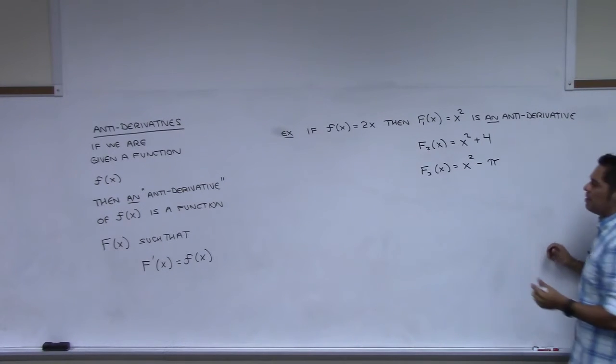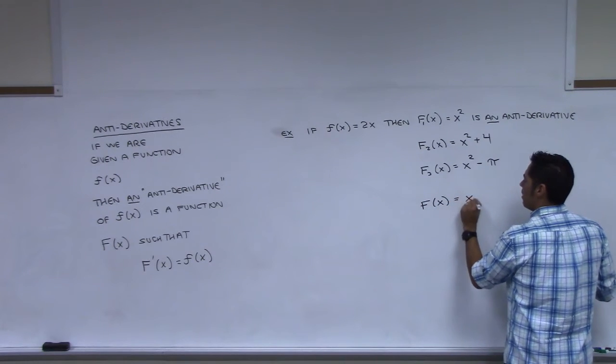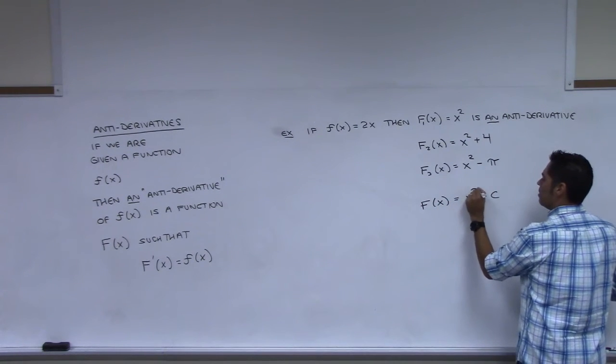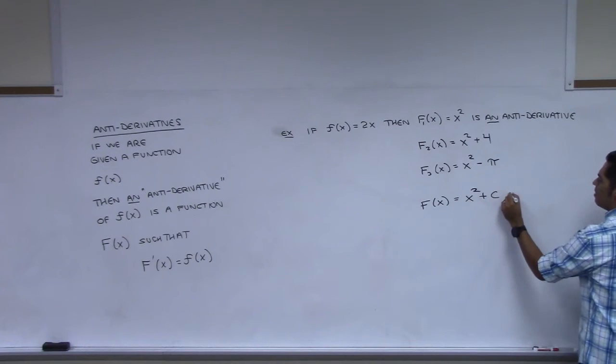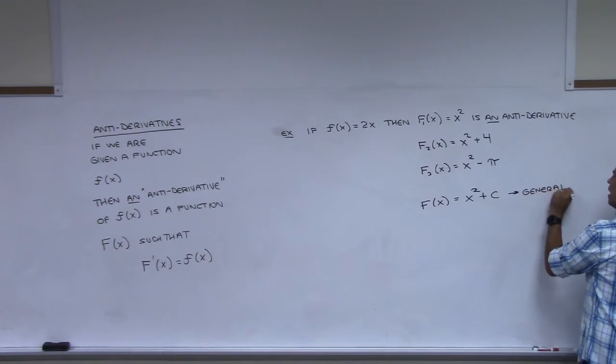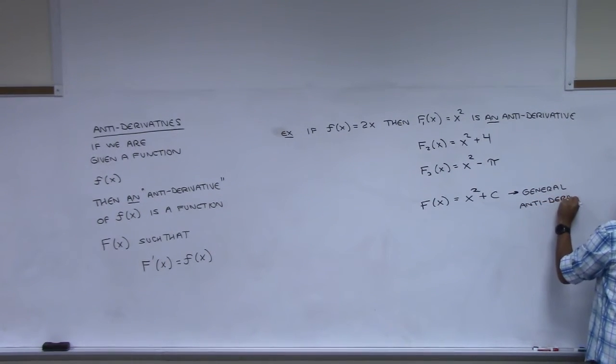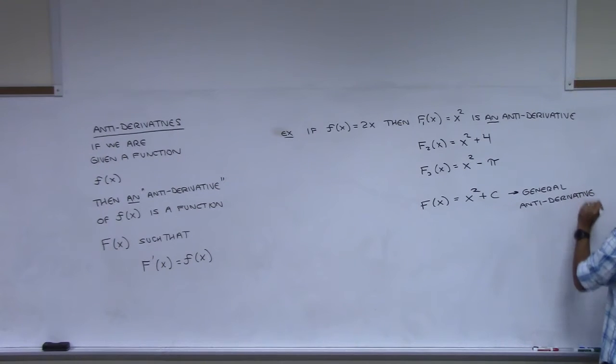Basically, they all have the same characteristic. The characteristic is that you have x squared plus some constant. And this right here is referred to as the general antiderivative. All right, it's the general antiderivative.